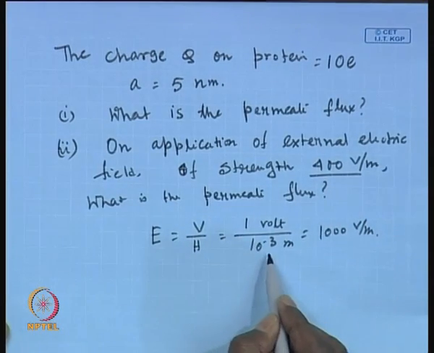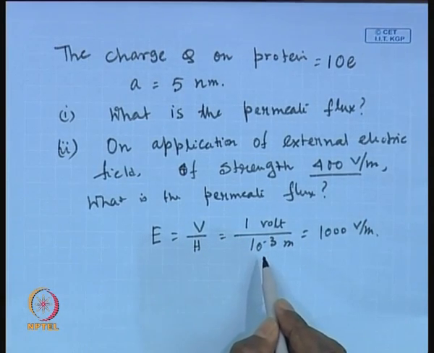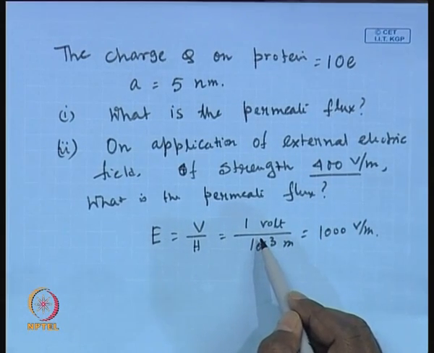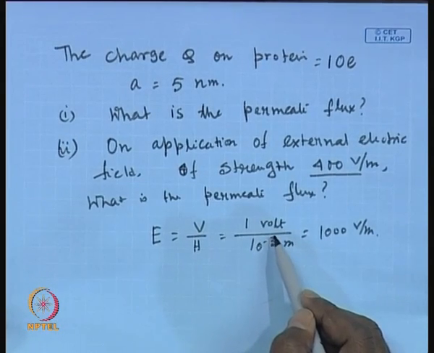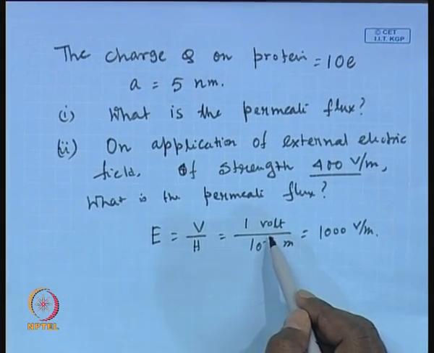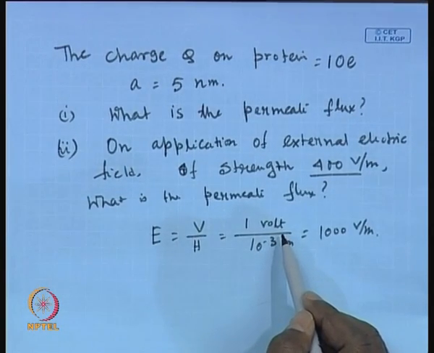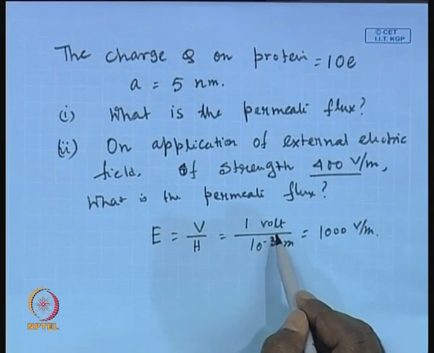So, for a channel of thickness 1 millimeter, if you use an external power supply to get a voltage of let us say 0.4 volt, that will give you a field strength of 400 volt per meter. So, it is very small in fact. That means you are not incurring a huge power supply, or a huge cost as far as the external electric field is concerned.